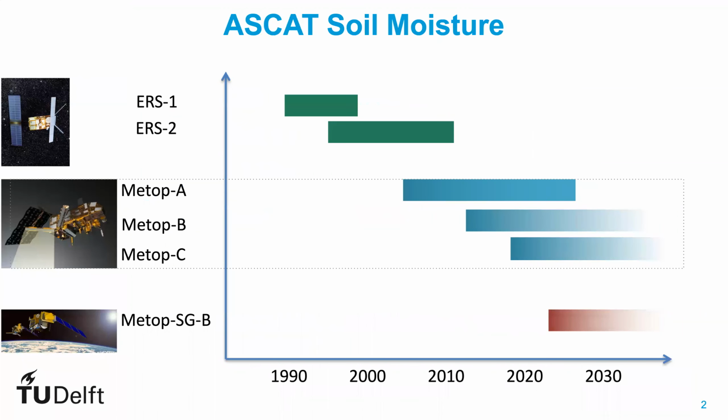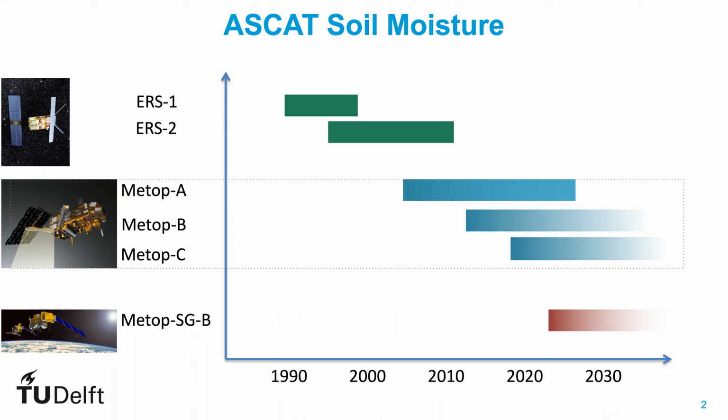ASCAT data are used to produce the longest standing operational soil moisture data service in the world. These soil moisture products distributed by EUMETSAT are based on observations from the advanced scatterometer ASCAT. There are currently 3 ASCAT instruments in orbit on METOP A, B, and C.